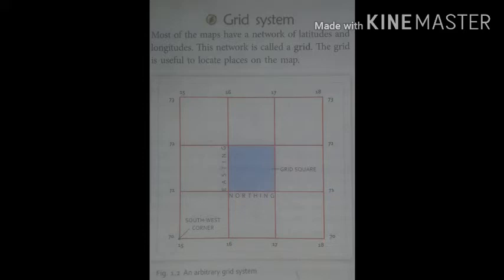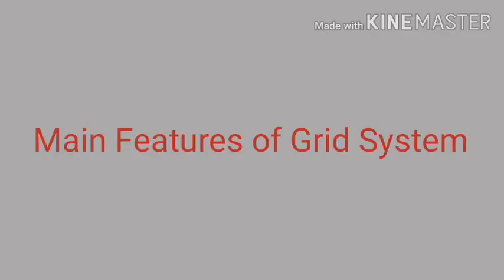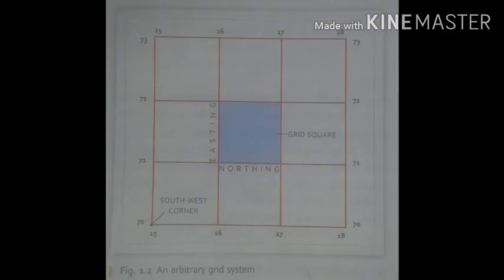Let us see the main features or characteristics of this arbitrary grid system, and how to identify them. First, in figure 1.2, at the downward corner, it is written southwest corner. North is upside, south is downward, the left hand is west, and the right hand is the eastern side. So the southwest corner, or the bottom left corner, of a topo sheet is always taken as the starting point or the reference point of the grid.